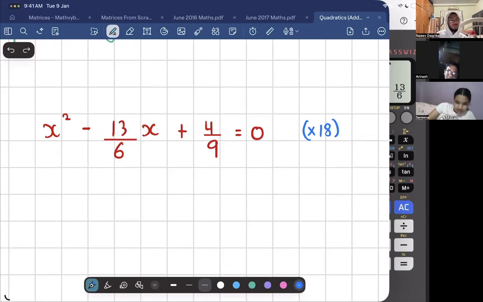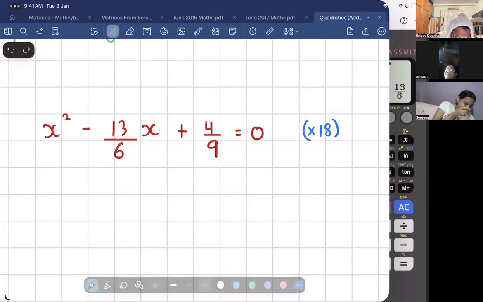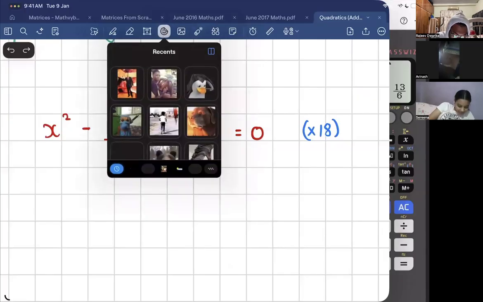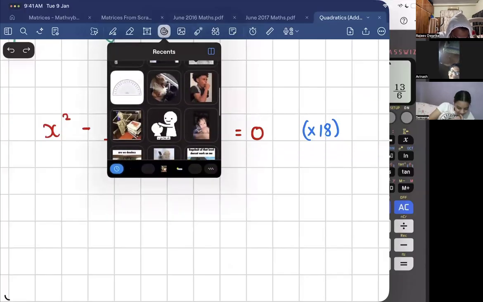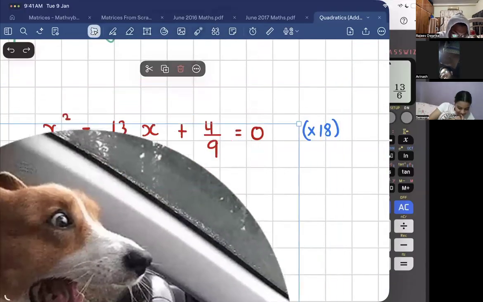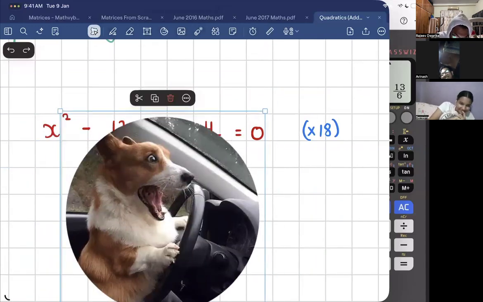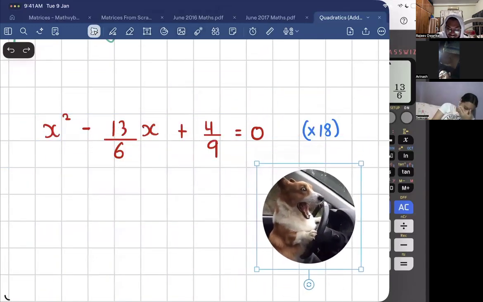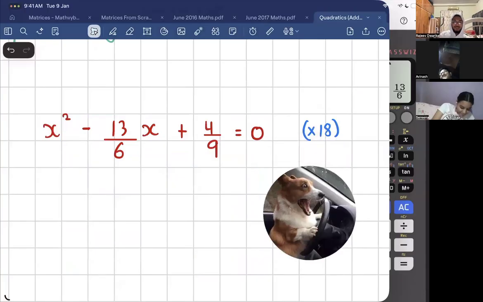Minus 39x, plus 8. Whoa, whoa. Take your time. Hold up, wait a minute. Something isn't right. You're going too fast. You're going to have an accident. You're multiplying everything by 18.